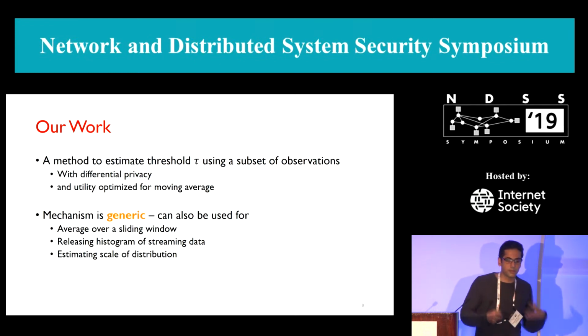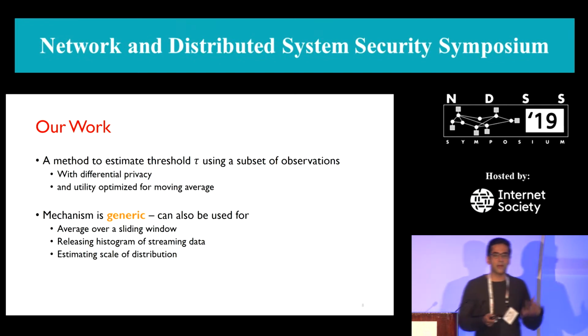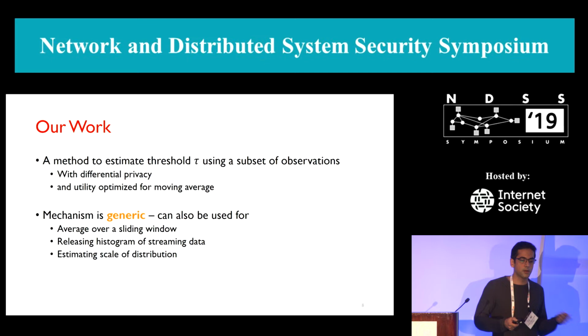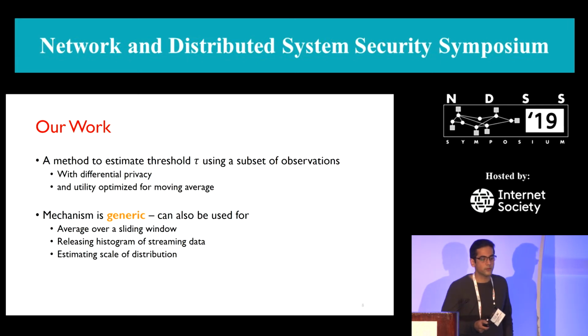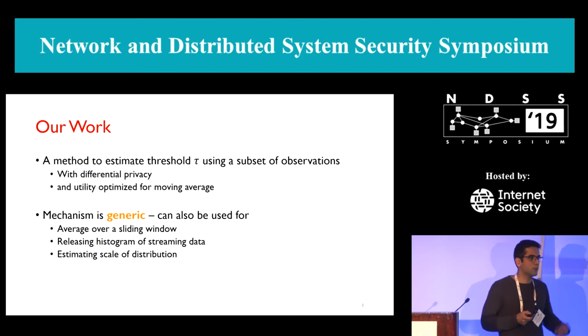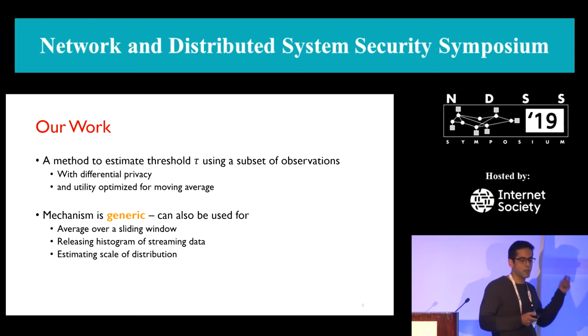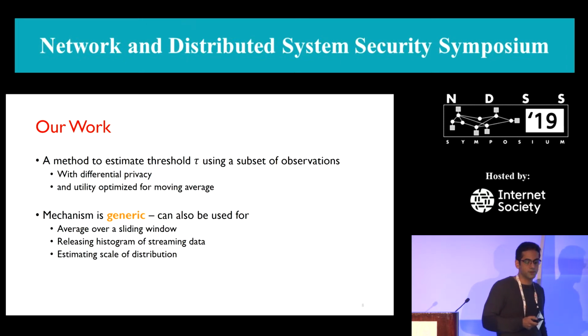So our work is basically around how to estimate this threshold with differential privacy. And the mechanism that we propose is quite generic, so it can be used to find out moving average, but it could also be used to find moving average over a sliding window, which uses a much stronger notion of privacy than event privacy. And also it could be used to release histogram and, in general, the scale of the distribution.